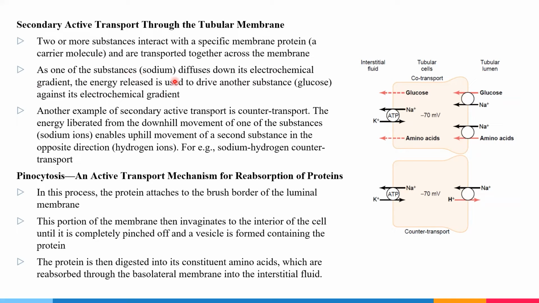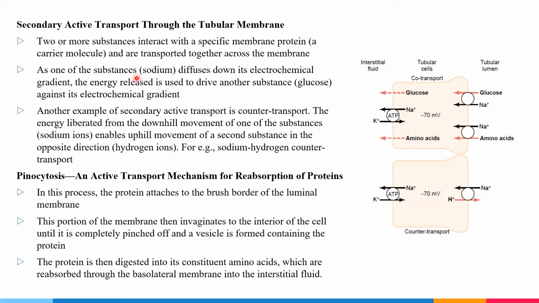As one of the substances, sodium, diffuses down its electrochemical gradient, so the amount of sodium in the tubular lumen is high, and that in the epithelial cell is low. As we have seen again and again, sodium concentration in the extracellular fluid is always higher than the intracellular fluid, and thus sodium travels easily via the epithelial membrane of the tubular epithelial cells into the cells themselves.